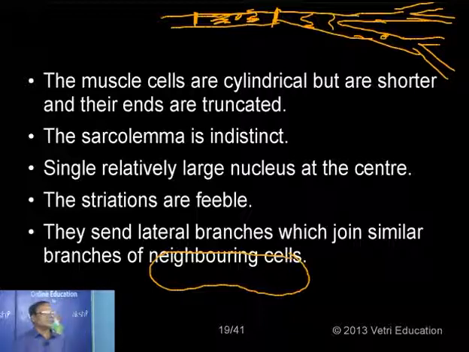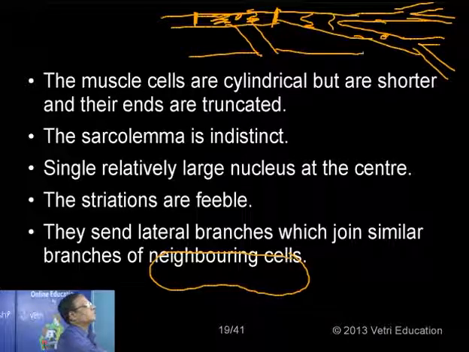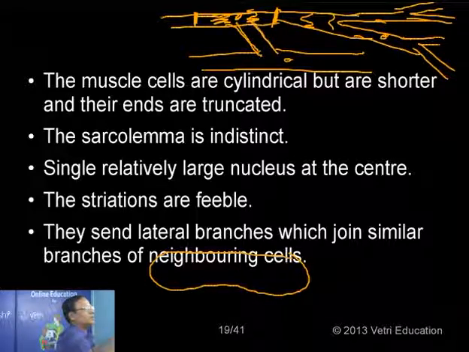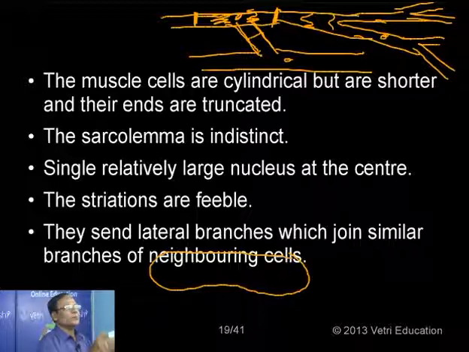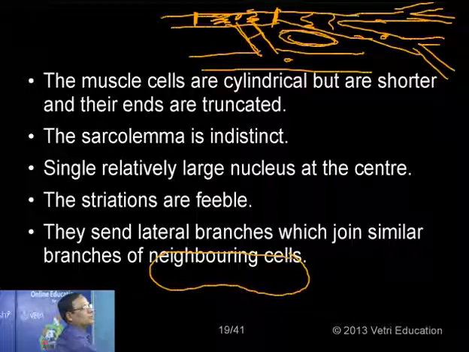And I mentioned earlier the striations are not very distinct, they are fibril in nature. From the individual muscle fiber, lateral branches arise. Such lateral branches join with the branches of the adjacent muscle fiber. So this is the adjacent muscle fiber, this is the lateral branch of this one and that one, joining with one another, forming a branched structure. And between these muscle fibers, we have a space. That space is filled with loose connective tissue.